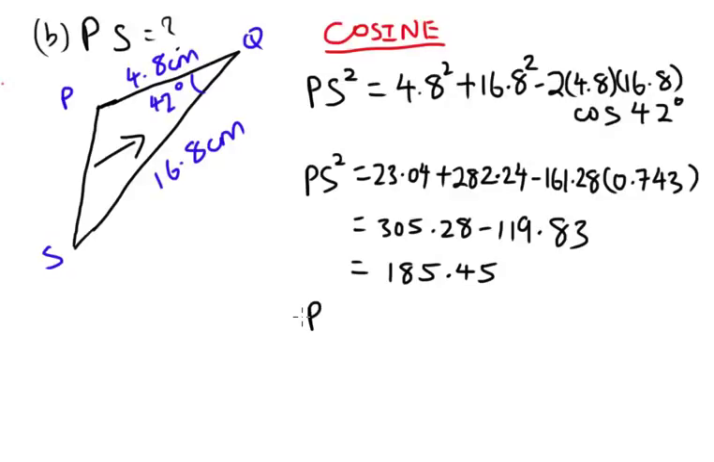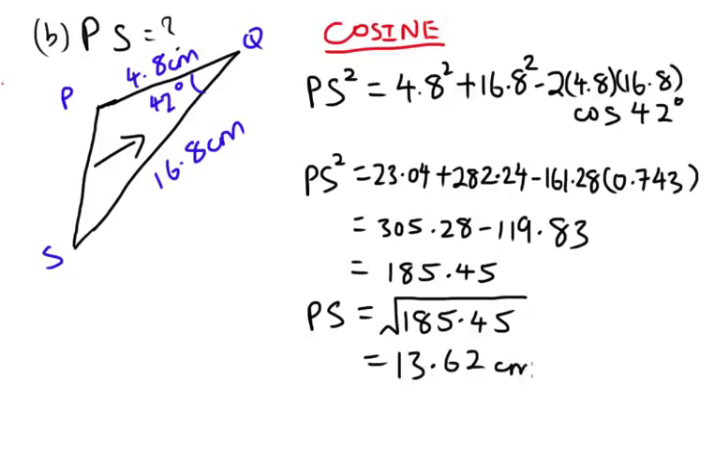You can use your calculator to help you to verify the answer. You get 185.45 for your PS squared. So to get the PS, you are going to square root it, 185.45. So square root it, you will get 13.62 cm. So that is the length for your PS. So you get the second part correct. This is a very long question.